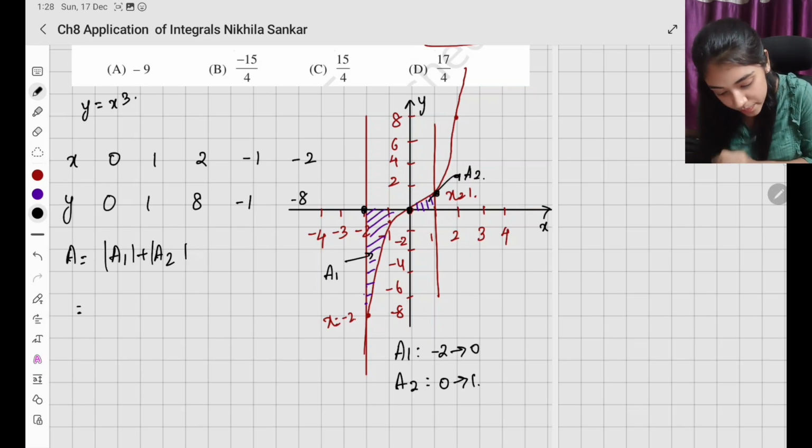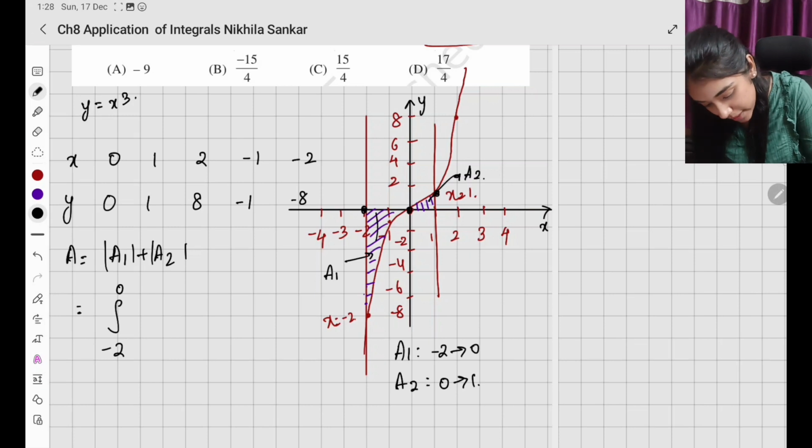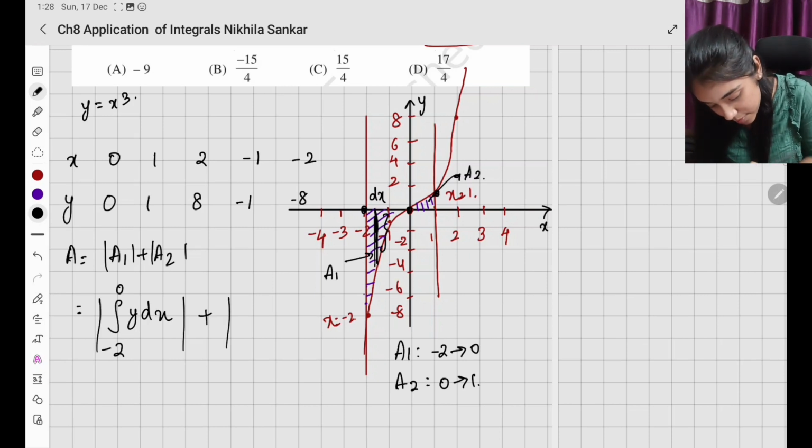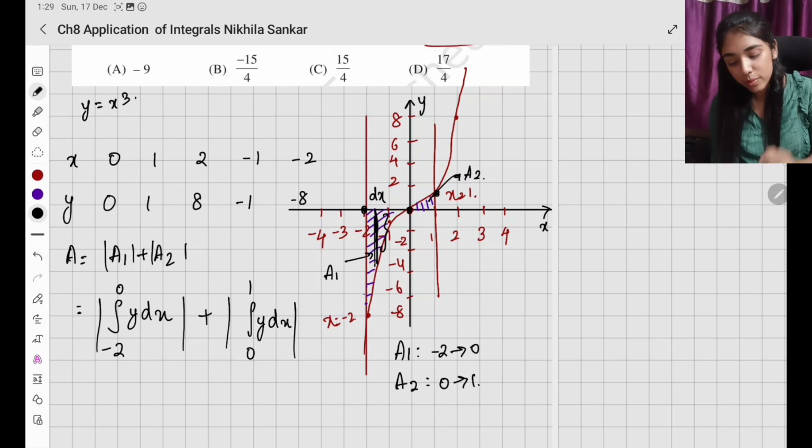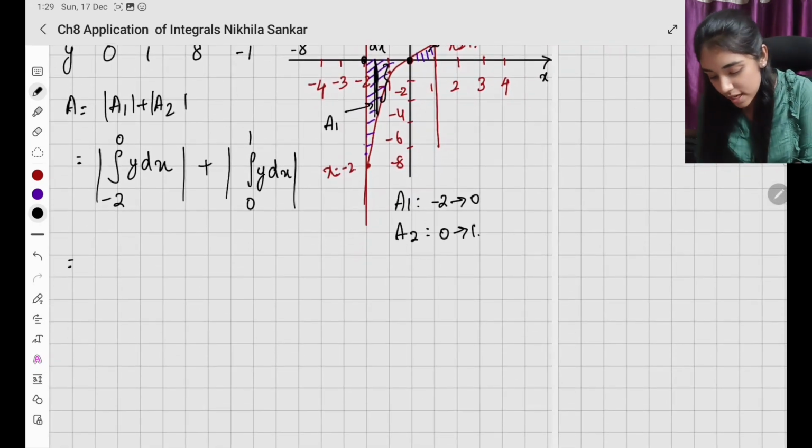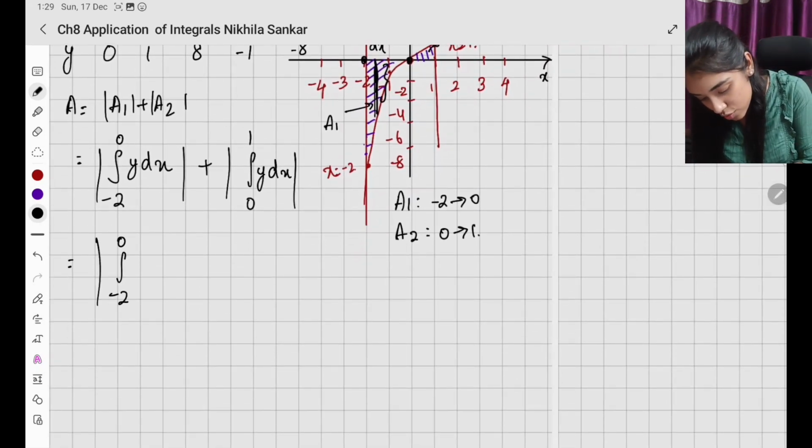So I have A1 is going to be, it's going to travel from integral of minus 2 to 0 of, I'm again going to take a thin strip. So in the thin strip it is dx and this is going to be y. So I have y dx inside the absolute value plus absolute value of integral 0 to 1 y dx. Integral y dx inside the absolute value. Now what is y? It is going to be x cube. That's all, simple. So I have minus 2, 0.